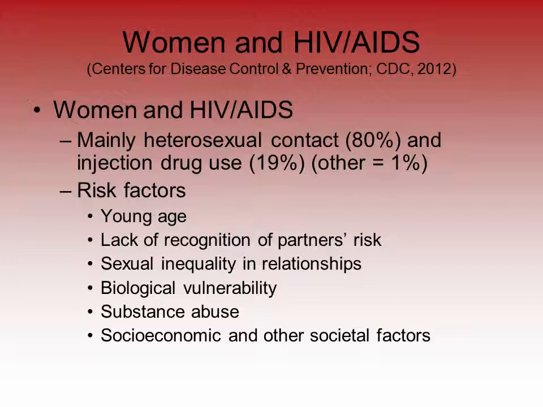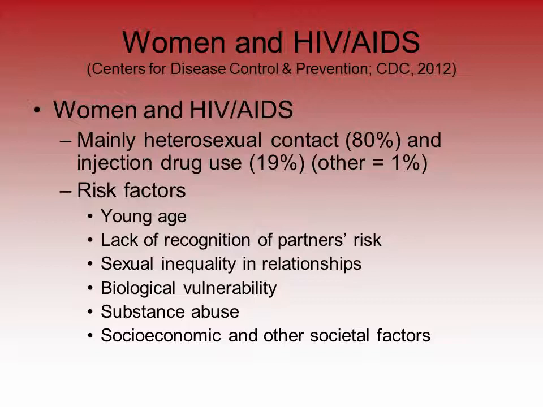As far as the risk factors, HIV infection is more prevalent among younger women compared to young men or older women, older men. There can be a lack of recognition of partner's risk. So some women may be unaware of their male partner's risk for HIV, such as unprotected sex with multiple partners, or sex with other males, or injection drug use. This sexual inequality in relationships also contributes to women's risk. Some women may not insist on using a condom out of fear that their partners will physically abuse or leave them. Younger women are more susceptible to this, and women are less likely to insist on using a condom.